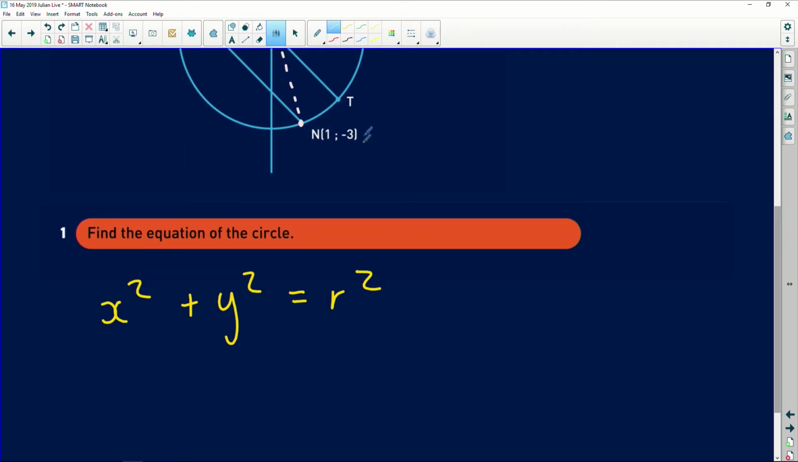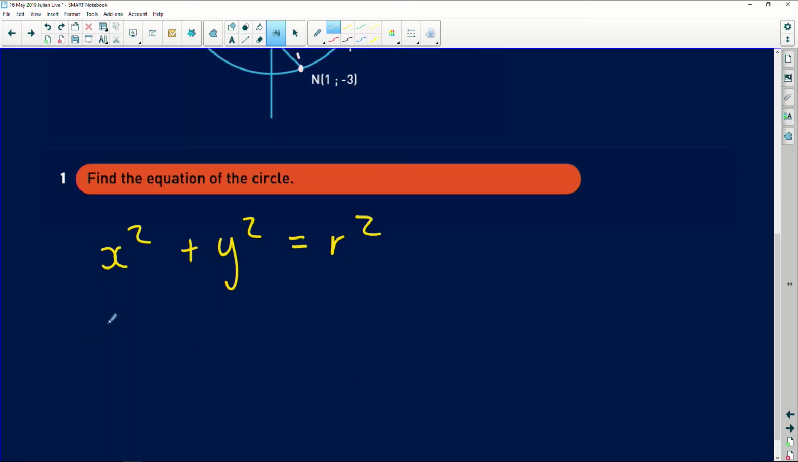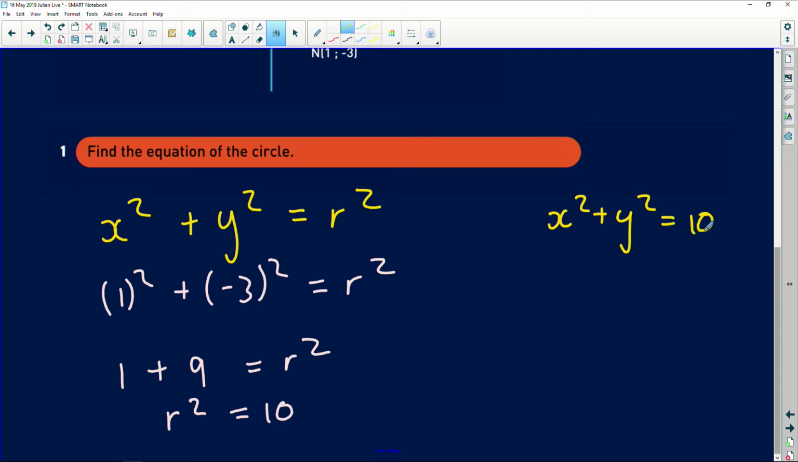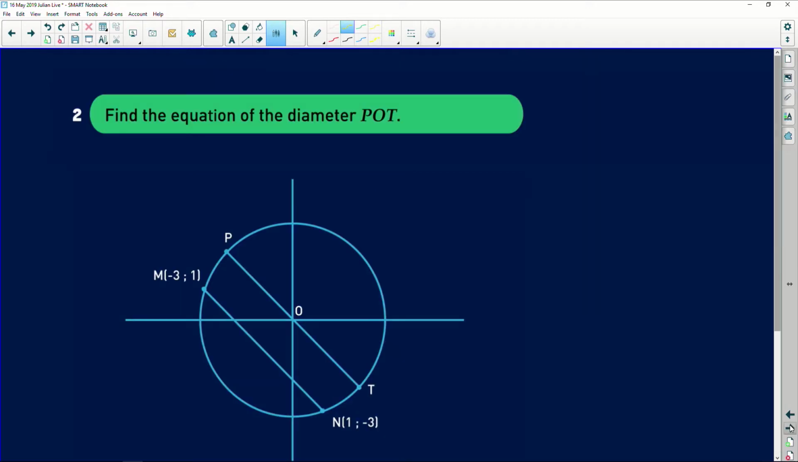So if we substitute in my value for N, it is 1 for x and -3 for y. So we're going to say then that 1 squared plus (-3) squared is equal to r squared. So if we do this quick maths, we're going to have 1 plus 9, and that's going to give me r squared. And we can therefore say that r squared is equal to 10. Okay guys, so finally our equation is then going to be x squared plus y squared is equal to 10. Simple as that. Okay, let's have a look at the next part of this question.